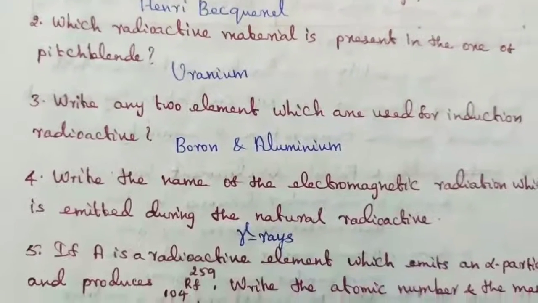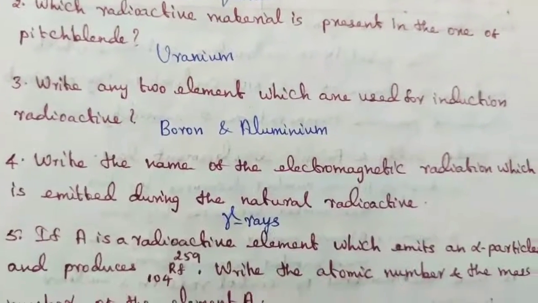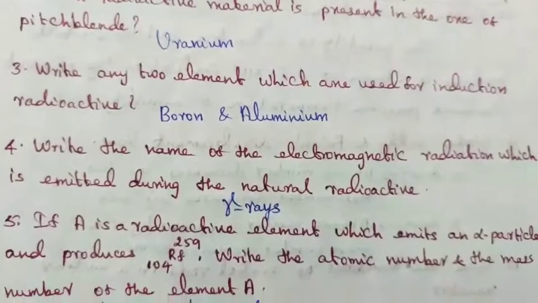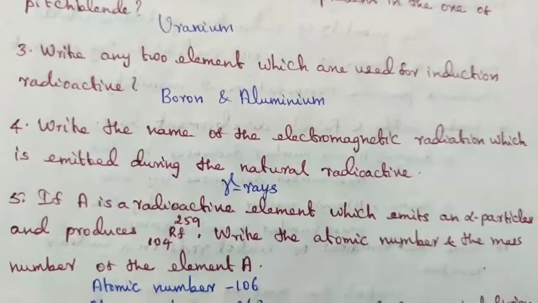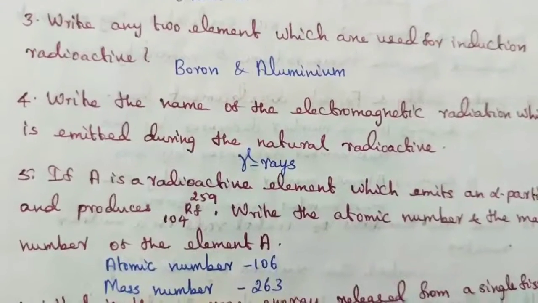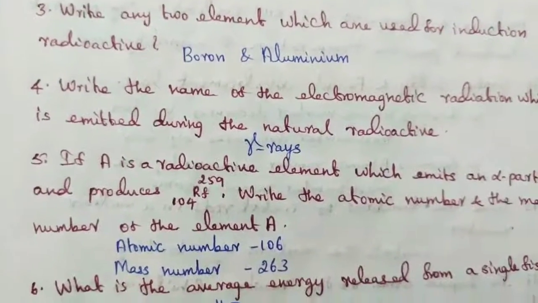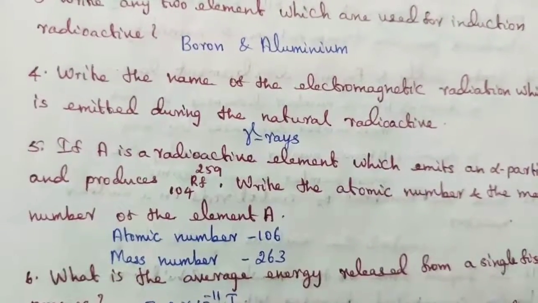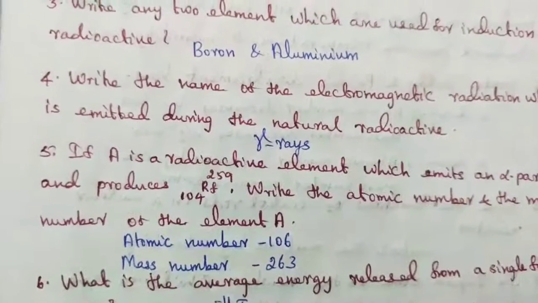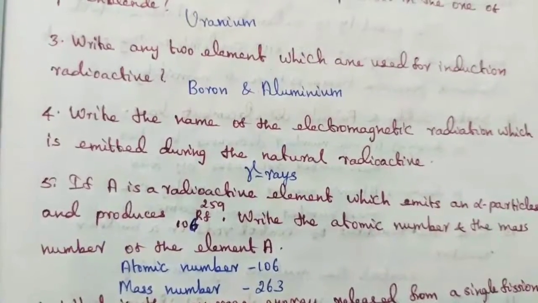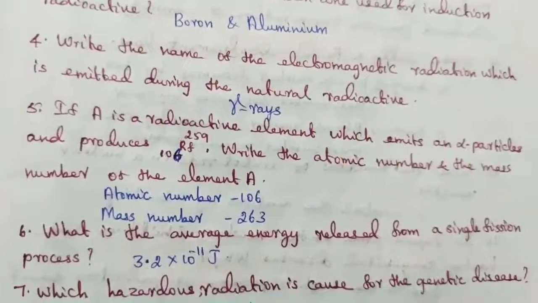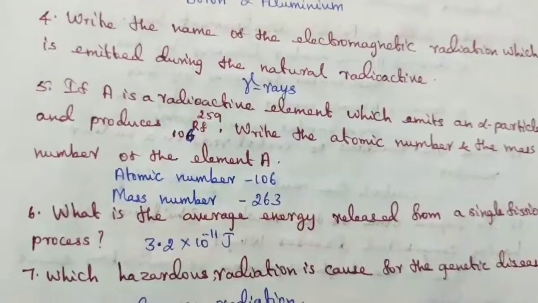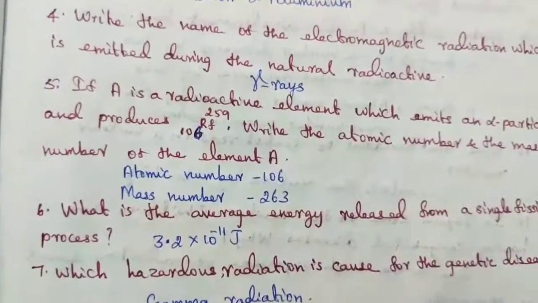If A is a radioactive element which emits an alpha particle and produces 104Rf259, write the atomic number and the mass number of the element A. Atomic number is 106 and mass number is 263. What is the average energy released from a single fission process? 3.2 × 10^-11 joule.